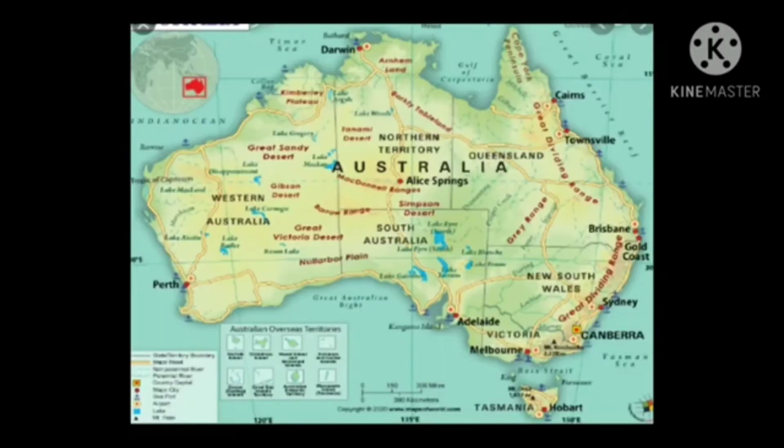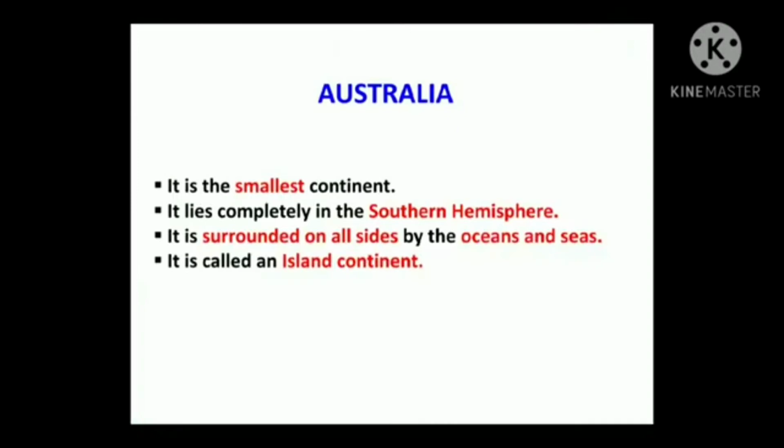And the last one is Australia. Australia is the smallest continent and it lies completely in the southern hemisphere. It is surrounded on all sides by oceans and seas, so it is called the island continent. So these are the main features of Australia. Children, I hope you understood the main features of the 7 continents.